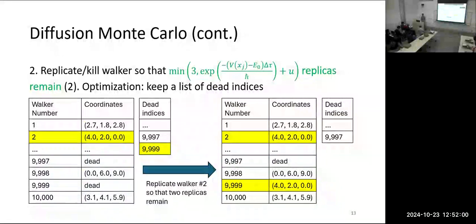When a walker dies, does it mean the coordinates don't exist anymore? It means you delete the coordinates from this list. That walker is not part of the distribution anymore.